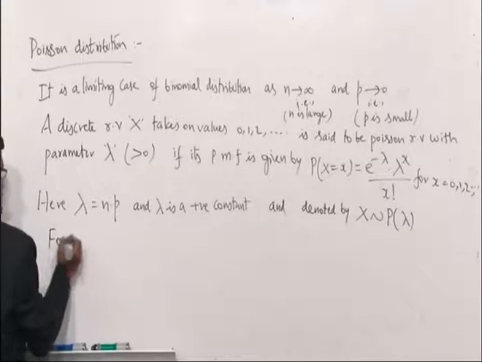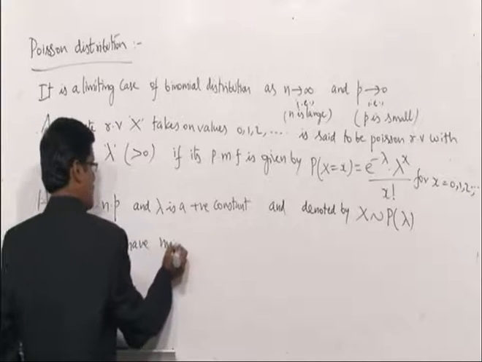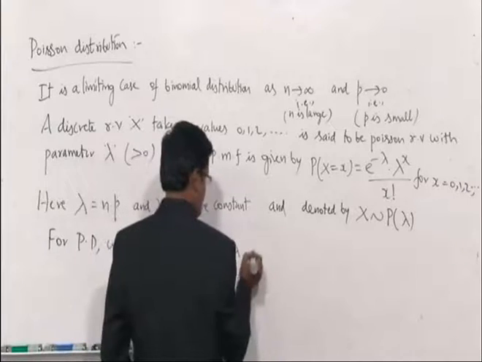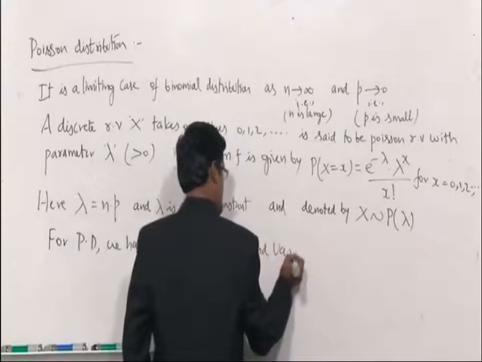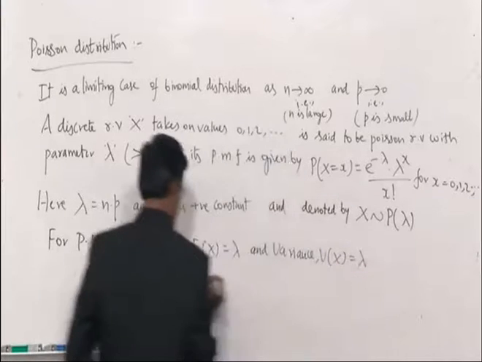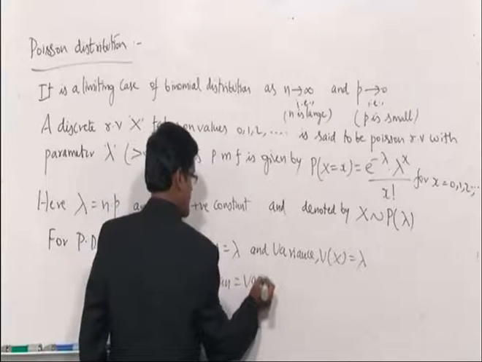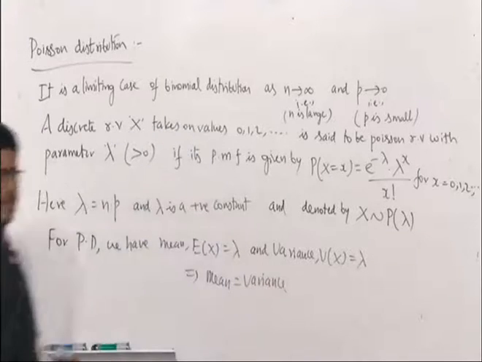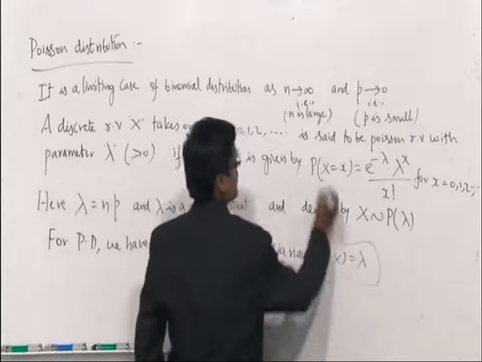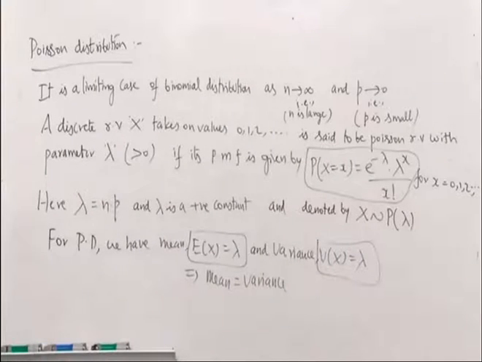For the Poisson distribution, we have mean, expectation of x, equal to the parameter itself, and variance, V of x, equal to lambda, which implies mean is equal to variance. Please learn by heart the mean and variance along with the probability mass function, e to the power minus lambda, lambda power x by x factorial.